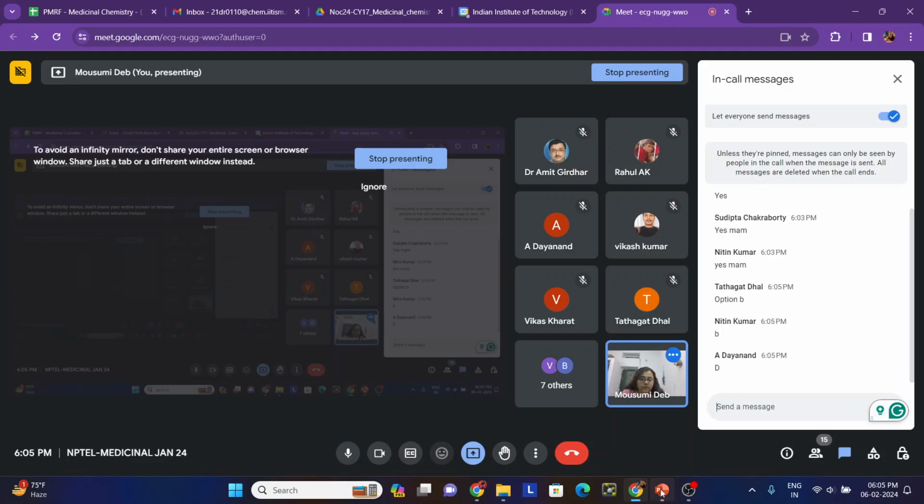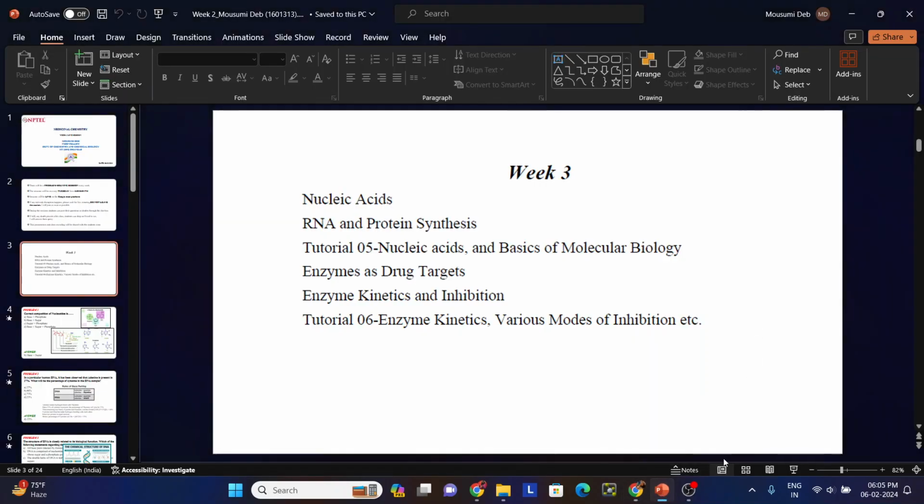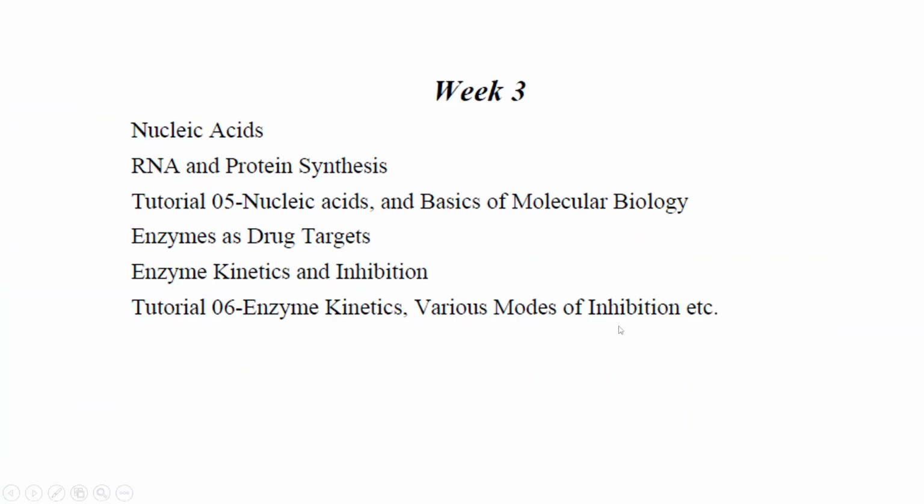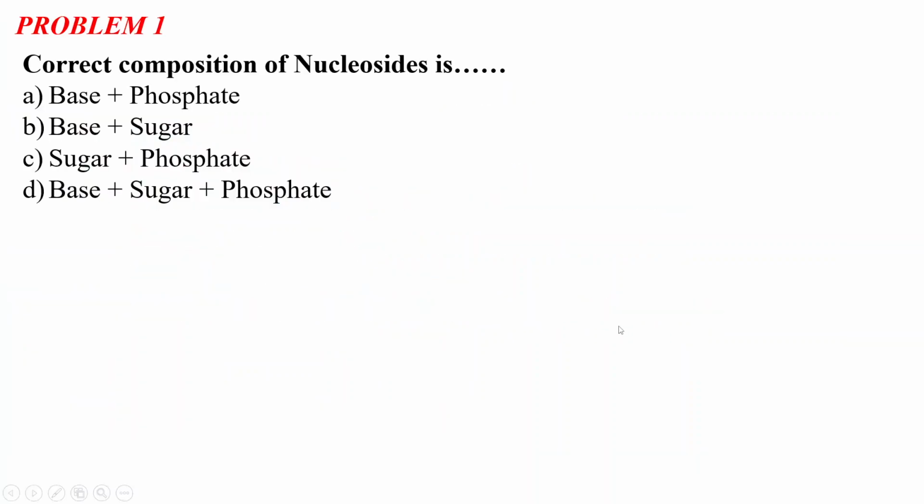Okay, I am getting a few answers. Others also try. I want all of you to answer these questions. Answering them won't give you any marks, and it won't deduct any marks if you give a wrong answer. So I want all of you to try. What is the correct composition of nucleosides? Base plus phosphate, base plus sugar, sugar plus phosphate, or base plus sugar plus phosphate?